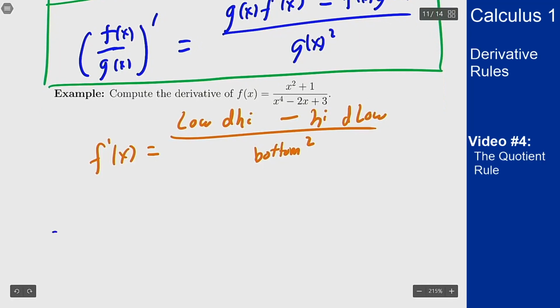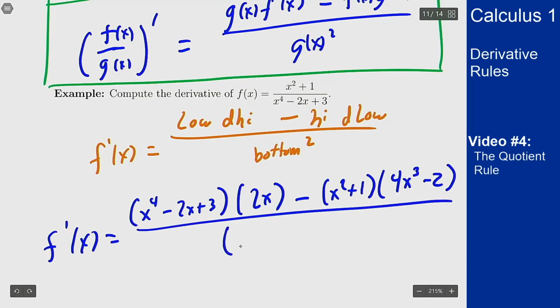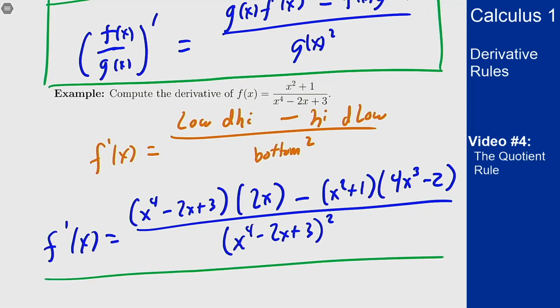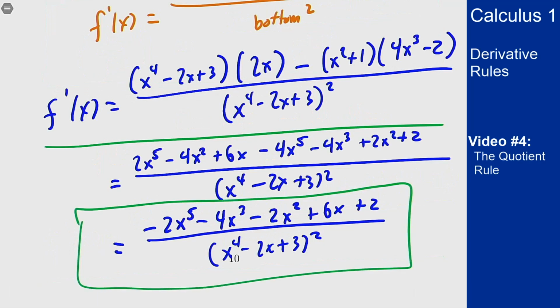So what is f prime of x here? Well, low is the bottom function, x to the 4th minus 2x plus 3. D high is the derivative of the top function, which is 2x, the normal power rule there, minus high, the top function, x squared plus 1, d low, the derivative of the bottom function, 4x cubed minus 2, over the bottom squared. Take the function on the bottom, x to the 4th minus 2x plus 3, and then square it. You could leave it like this, or you could expand, factor, and cancel things out to get an expression like that. That's using the quotient rule to find the derivative of functions that are quotients.